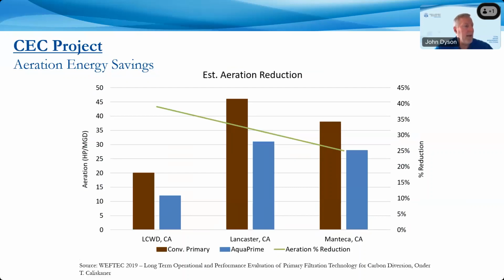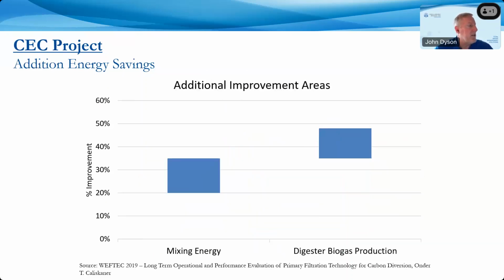So what does it mean? The data was taken from the phase 2 testing. You can see here that by reducing those loads, looking at each individual facility, you could see anywhere from 25 to 35% reduction in aeration requirements. So major energy savings. Other savings that could be associated with the technology: if you're building new biological basins, you can make them smaller, which means you need less mixing energy. And again, you can have more biogas production.